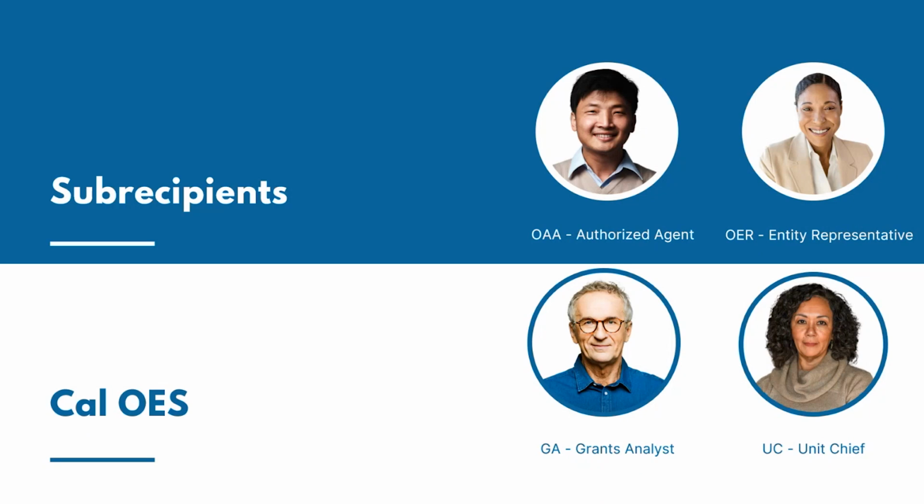And then the Cal OES grants analyst will review and approve, and the unit chief will then review and approve. And then the last step, which is a new step, which we'll talk about later in this presentation, is the subrecipient will sign the approved amendment changes.